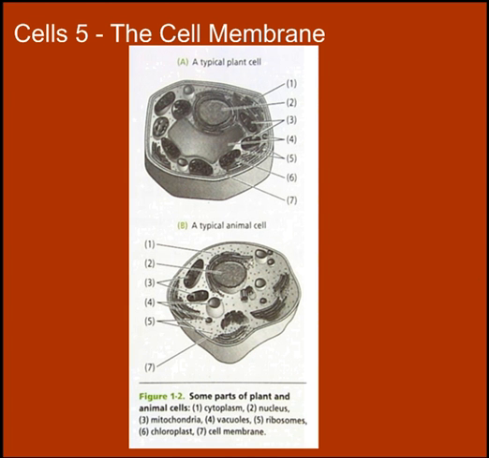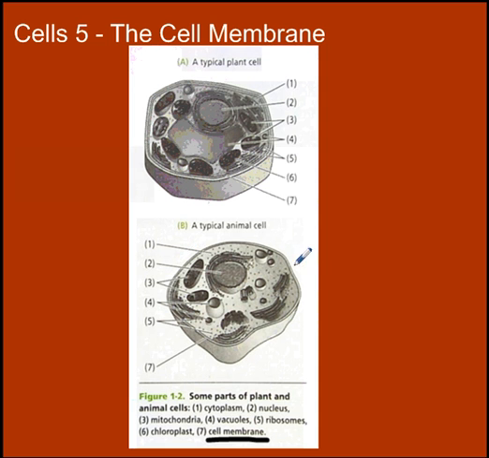Okay, let's talk a little bit about the structure of the cell membrane. Here are diagrams of a typical plant cell and a typical animal cell. We see down here in the key that the cell membrane is number 7 in these diagrams. Remember that the outer layer of a plant cell is the cell wall, a thick, rigid, non-living layer made up of cellulose. And just inside that here, number 7, we see the cell membrane.